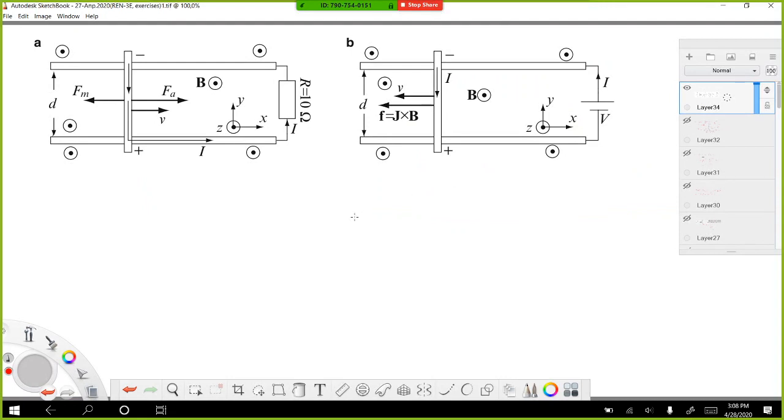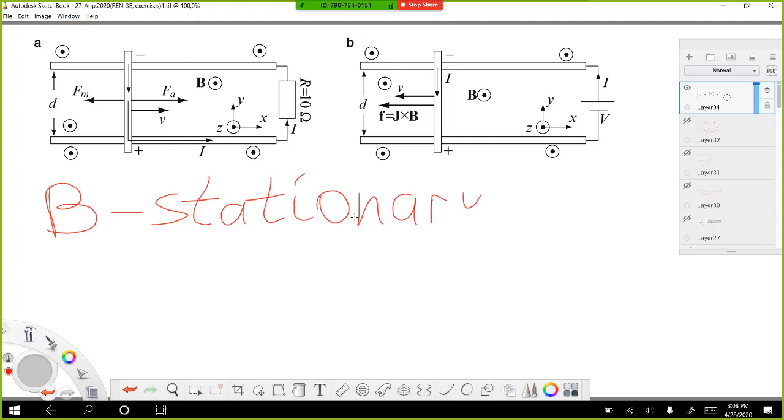Well, so far we have seen this kind of configurations where the magnetic field B was stationary and constant. For example, in the first case, our bar was moving with some direction V.